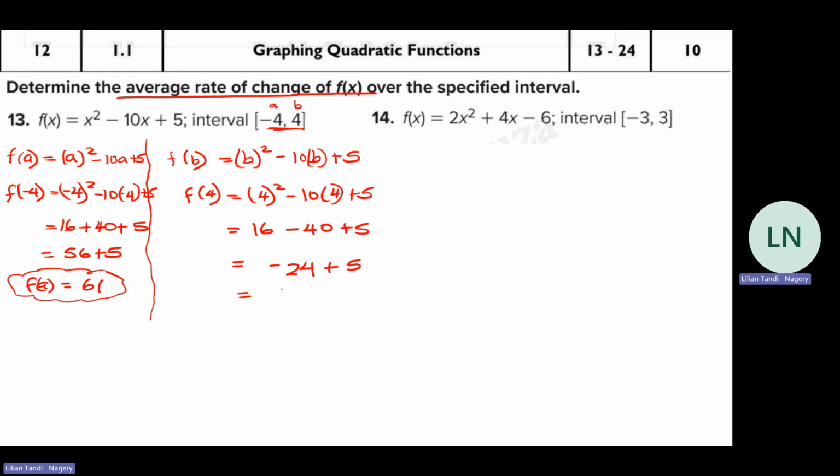Yes, because you're borrowing. Okay. And then that gives you negative 19. So f of b, we get that. All right.